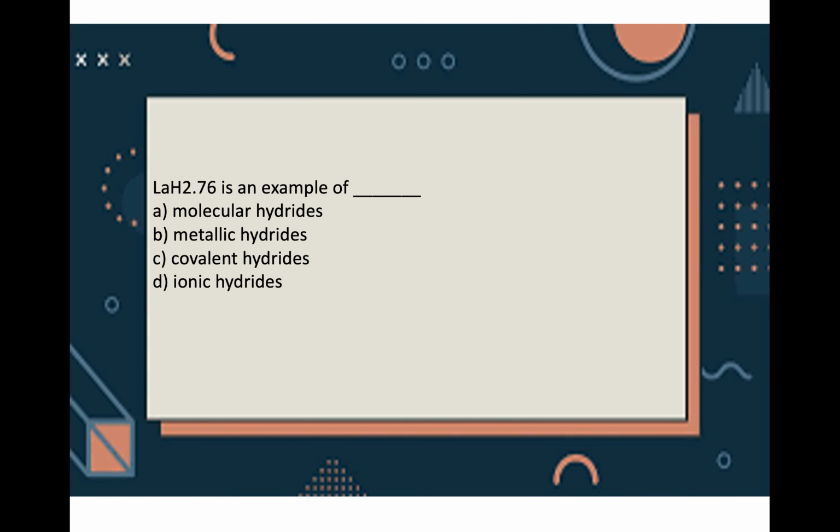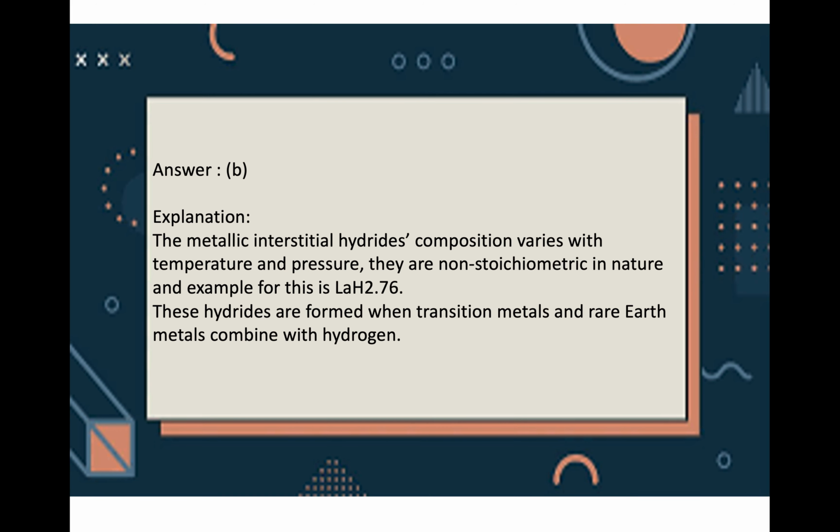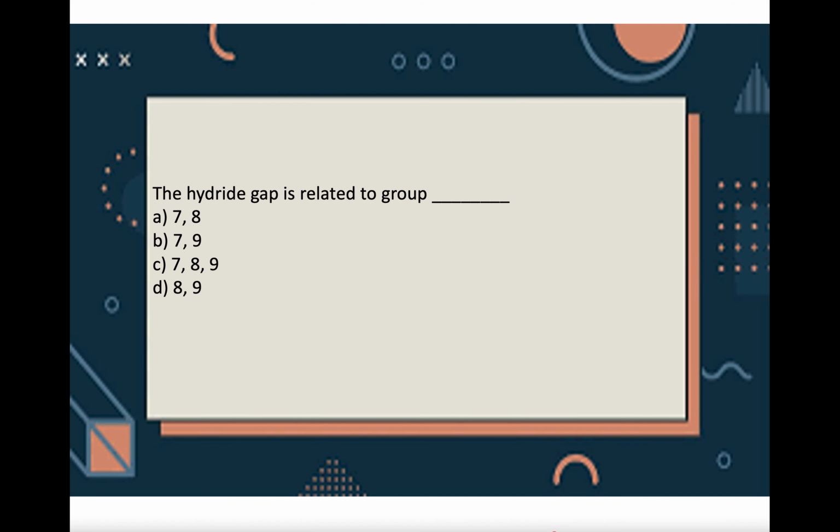Okay, next question is LaH2.76 is an example of A, molecular hydride, B, metallic hydride, C, covalent hydride, and D, ionic hydride. So the answer is metallic hydride. The composition varies with temperature and pressure, and these are non-stoichiometric in nature, and LaH2.76 is an example. These are found when transition metals and rare earth metals combine with hydrogen.